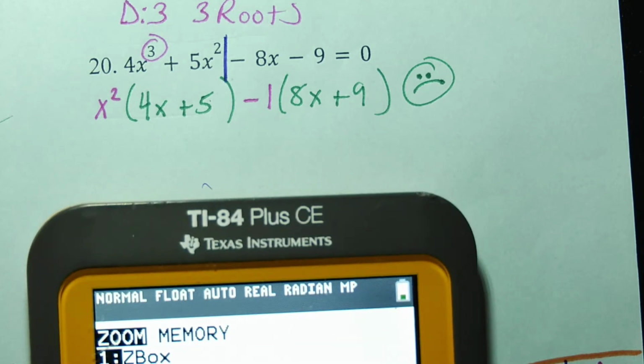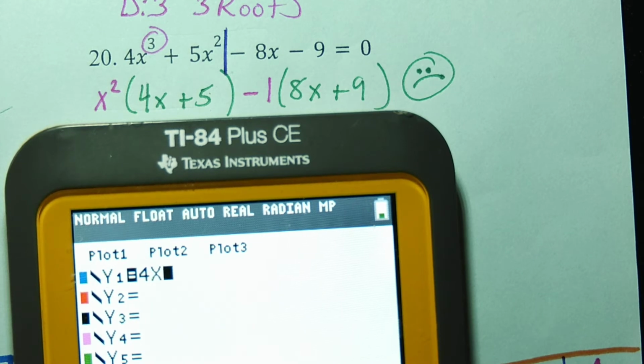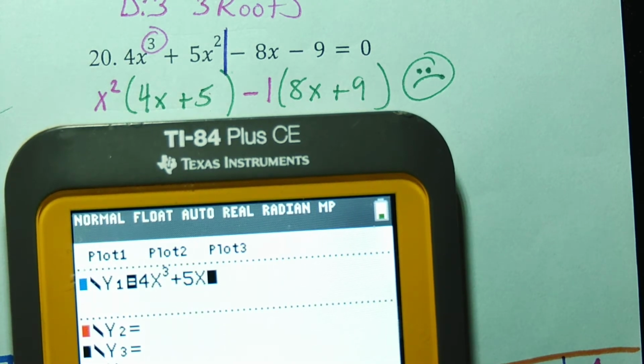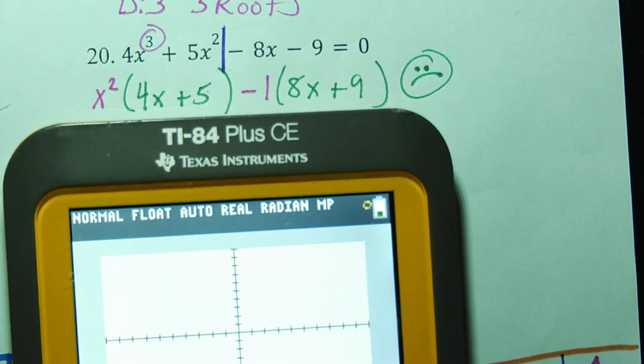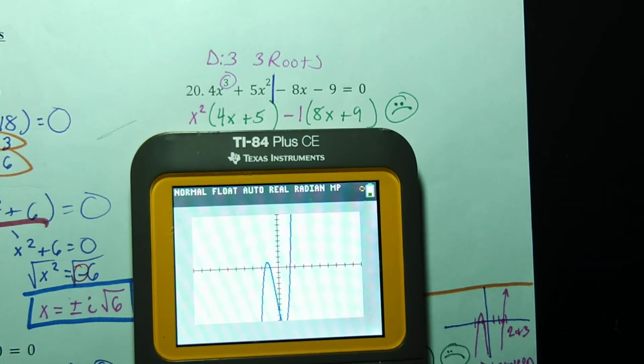If I type this in on my calculator, in the y equals, 4x cubed plus 5x squared minus 8x minus 9. Even though I can't factor it, I might still be able to pull off some exact roots from the graph. So, do we know any of our roots exactly? Definitely not that one. That one looks like it's right at -1. That one's between tick marks 1 and 2.